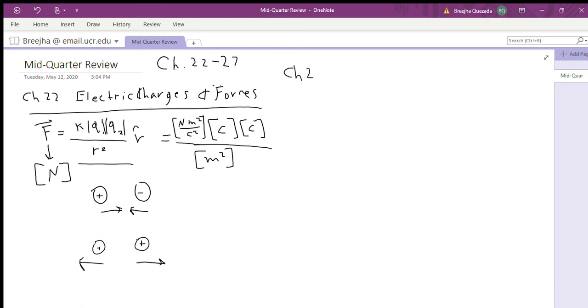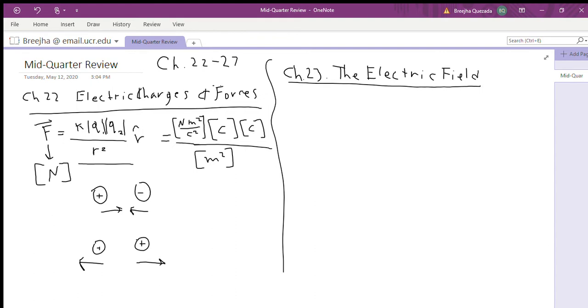So for chapter 23, draw a line there, we had the electric field. And so the formula that I chose for this one is E equals k Q1 over r squared. So this is almost exactly the same as the force equation, but force divided by a charge. And so this has base units of newtons per coulomb.